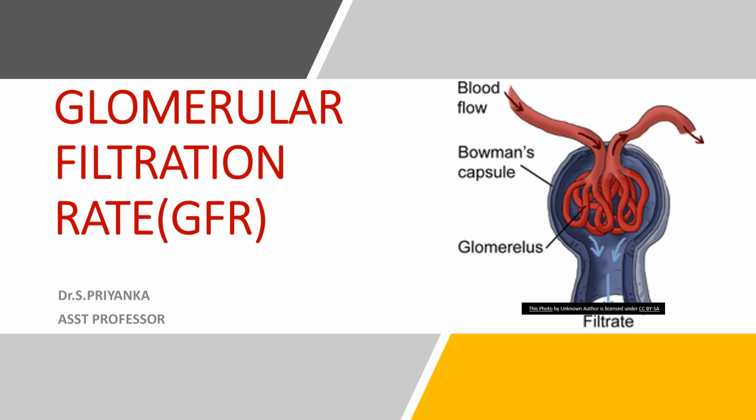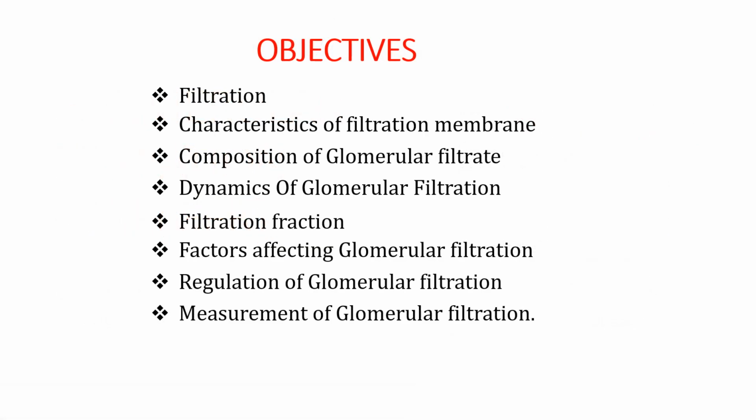So this glomerular filtration will take place in the glomerulus of the kidney, that is in the nephron. Okay, so you all know the parts of nephron, right? We will see in detail about this glomerular filtration rate today. The objectives for today's class are GFR, or the glomerular filtration, definition and the characteristics of the filtration membrane, composition of the filtrate and dynamics of the glomerular filtration, filtration fraction and factors affecting the filtration, regulation of the filtration and measurement lastly. And also we'll see some applied when the GFR increases and when the GFR decreases.